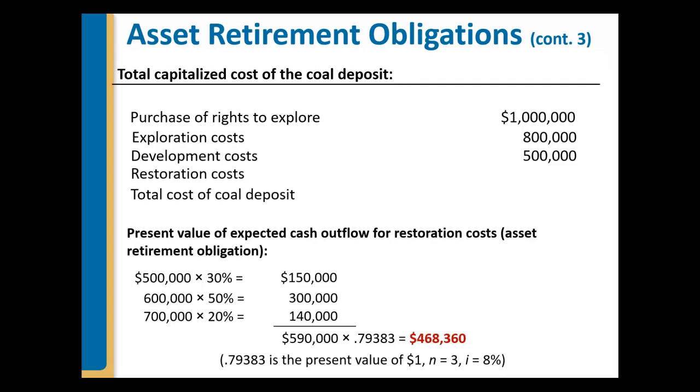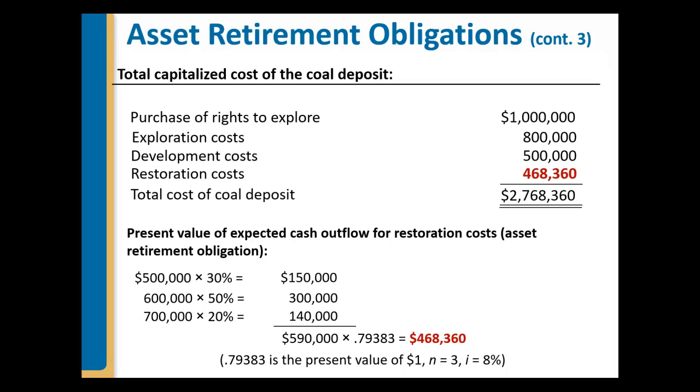So we first determine the present value of expected cash outflows for restoration costs using the company's credit-adjusted risk-free interest rate. From the given data of cash flow possibilities, the present value of the expected cash flows equals $468,360. So the total capitalized cost of coal deposit, the sum of purchase and exploration development, and the restoration cost is $2,768,360.